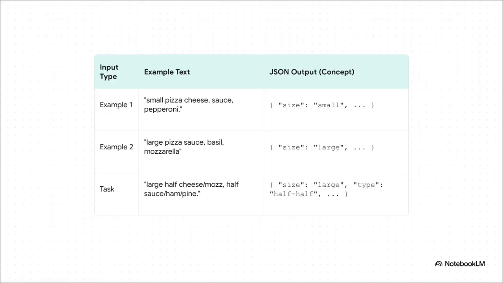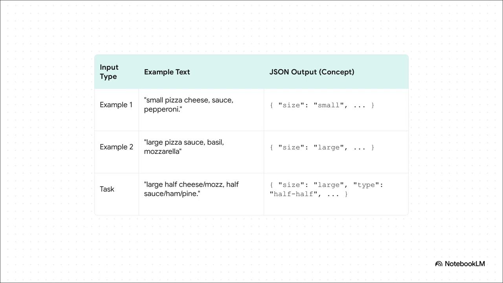Check out this pizza order example. It really shows how few shot works. See how we give the LLM 2 clear examples first? Example 1, small pizza with cheese leads to size small, cheese. Example 2, large pizza with basil leads to size large.